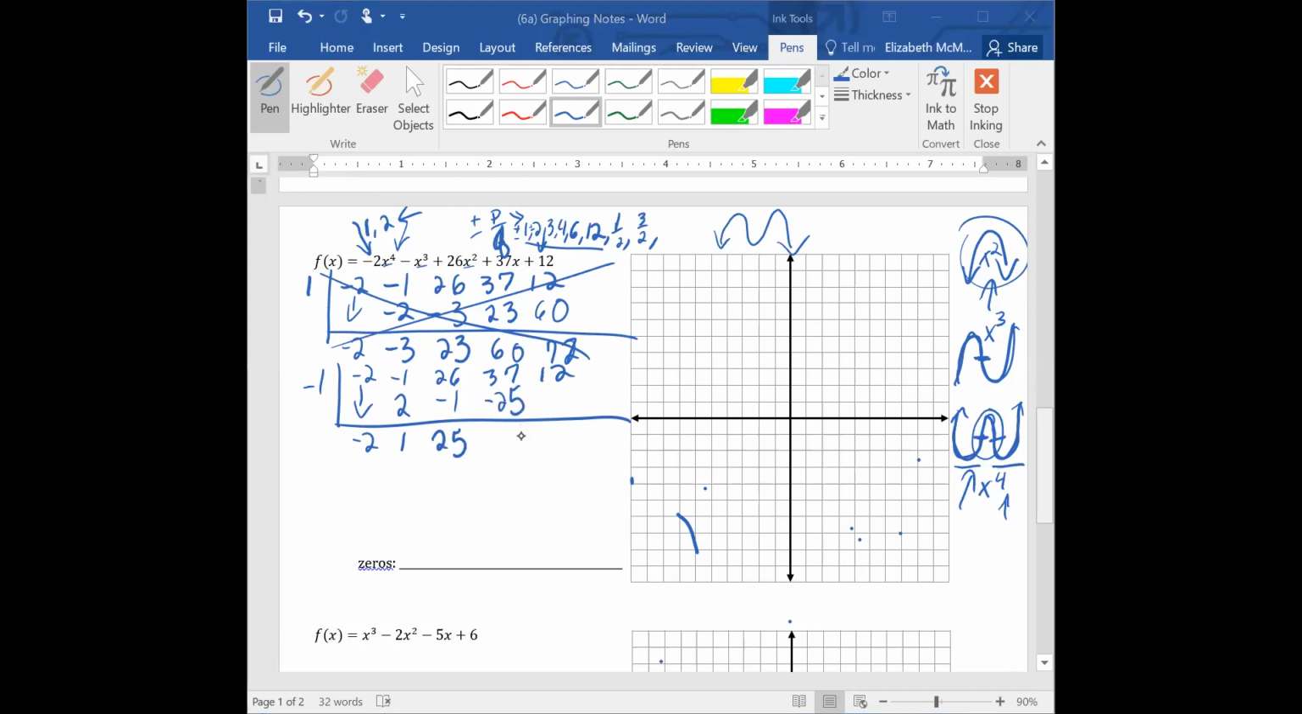37 plus -25 gives me 12. 12 times -1 is -12. Hey, there we go. 12 minus 12 is 0. Yay. Okay, so one of our zeros is -1. Let's write that down. All right, let's fill in our spaces here.